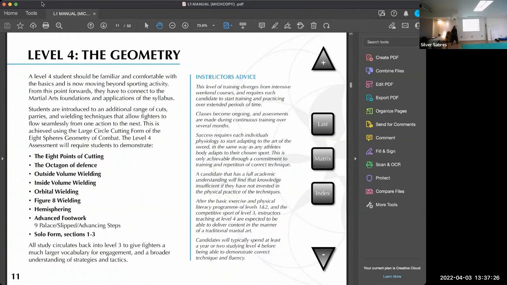Candidates will typically spend at least a year or two studying level 4 before they are able to demonstrate correct techniques and fluency. All right? You can get a black belt in less time than it takes for people to pass their level 4. And a case in point, hands up everybody in this room who's been training more than a year, more than 2 years, more than 3 years, more than 4 years, more than 5 years, more than 6 years. Hands up everybody who's passed their level 4.